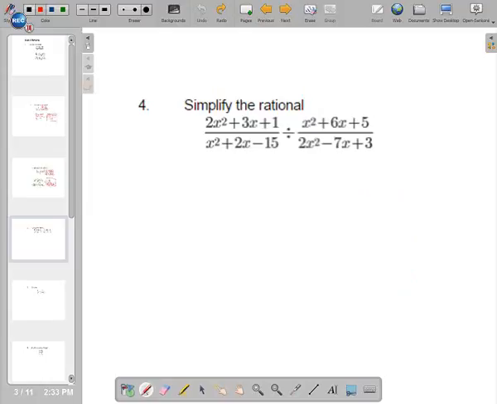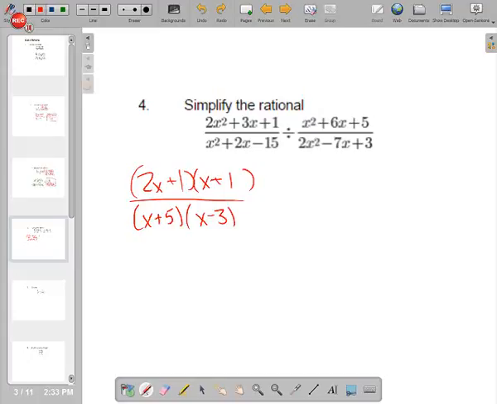Simplify the rational. So this is division, so I need to factor all 4 parts of this fraction. So the numerator, when I factor, is going to look like that. Let's see, plus 1, plus 1. There's top left. Bottom left will be x plus 5, x minus 3. Now I need to flip this, so change it to multiplication. Copy, change. Now this is going to be in the top.